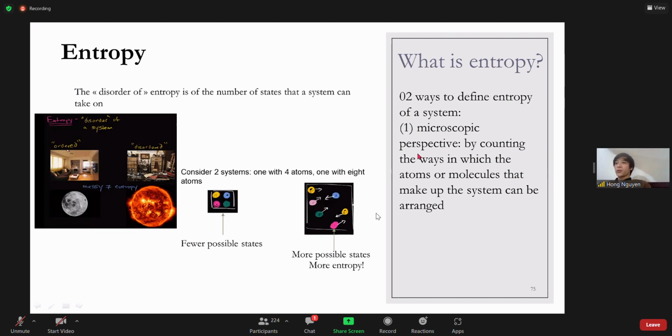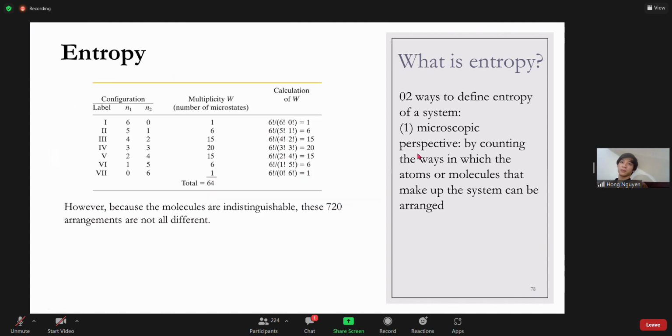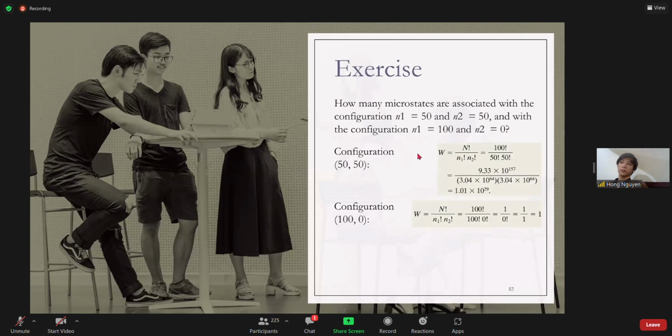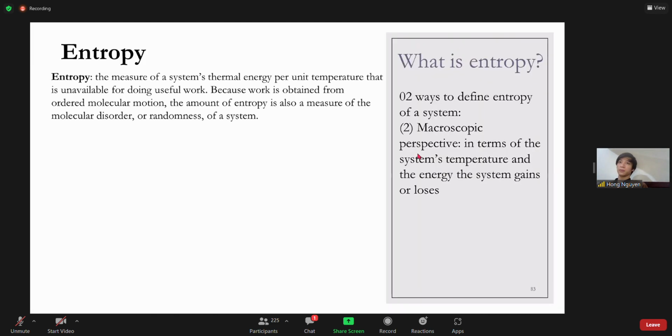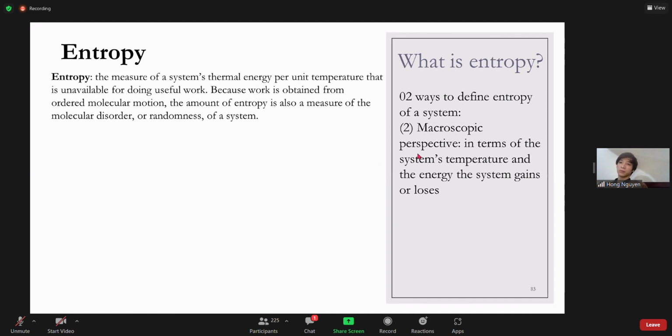So please, we resume. Please turn on your camera and also we come back. We continue. Now we consider the second way to define the entropy of our system.